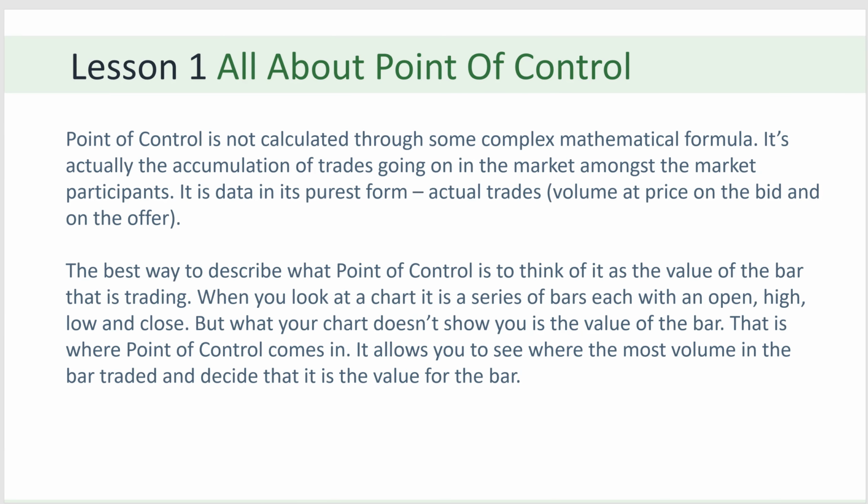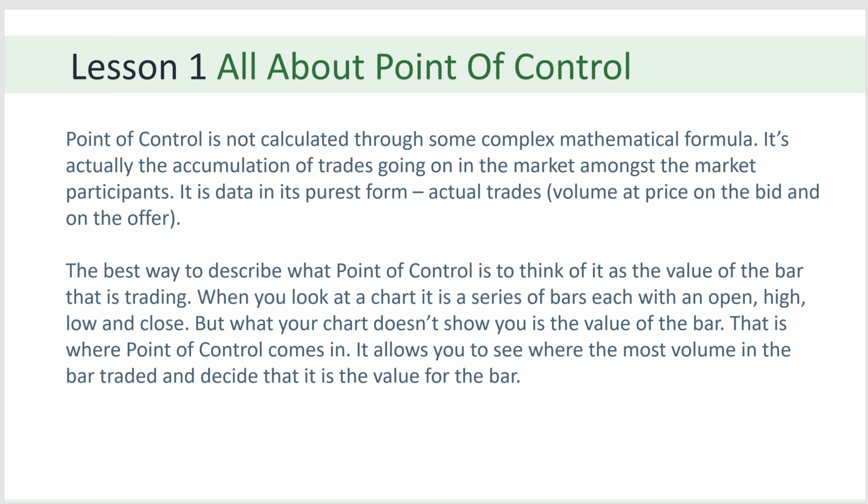Like I said before, point of control is not calculated through some complex mathematical formula. It's actually the accumulation of trades going on in the market amongst the market participants. It's data in its purest form. It's actual trades. It bothers me sometimes, the way people like to distort the data. Just take the data as it is. The best way to describe what point of control is, is to think of it as the value of the bar that's trading.